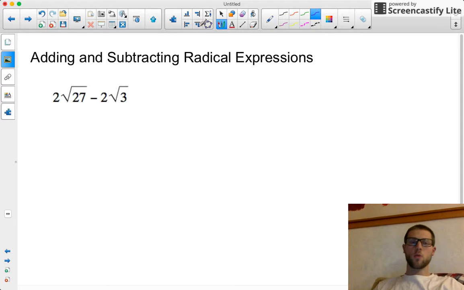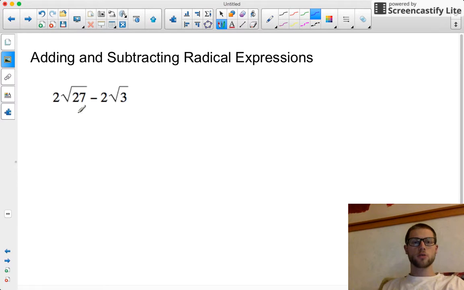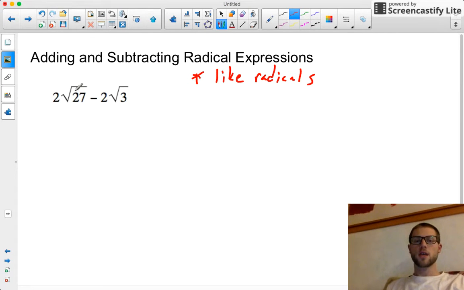All right, for this problem here, we are still in our adding and subtracting radical expressions. And we want to subtract 2 root 27 minus 2 root 3. So remember, we are trying to find like radicals here. Just like if we were combining like terms with x's or y's or whatever, it's the same thought process, but now we're dealing with like radicals.